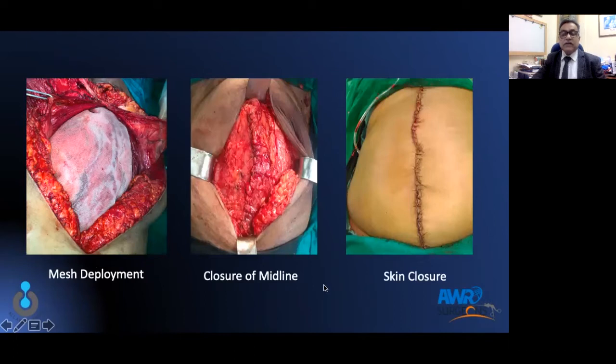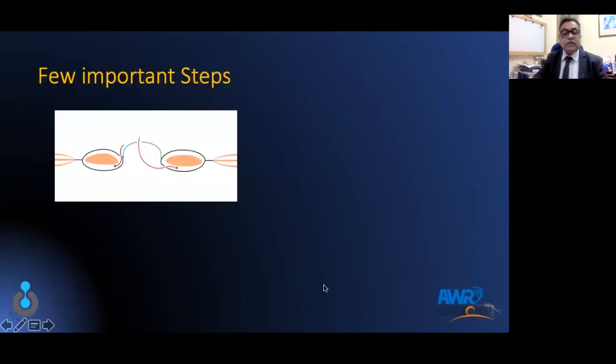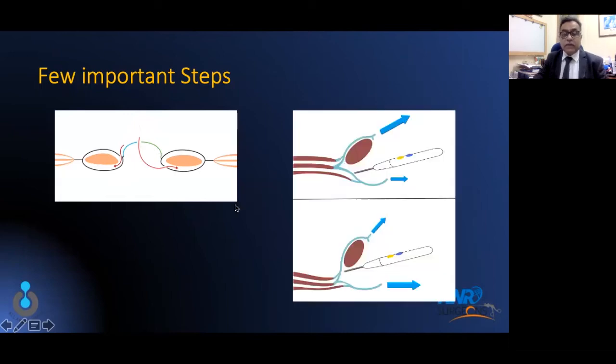This, in a nutshell, is the different steps of TAR, which we will not go into in detail, but a few important steps we will see. Always the sac needs to be preserved. The sac is divided into two hemisacs, and one part of the sac goes along with the anterior rectus sheath, the other goes with the posterior rectus sheath. These two flaps are preserved till the end of the surgery, where you can use them for bridging if required.